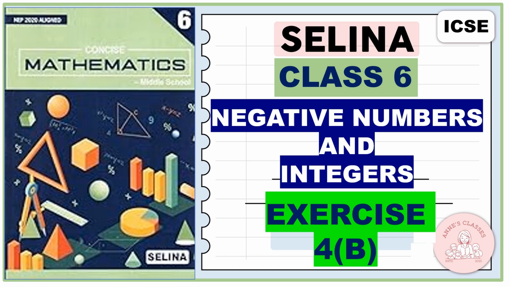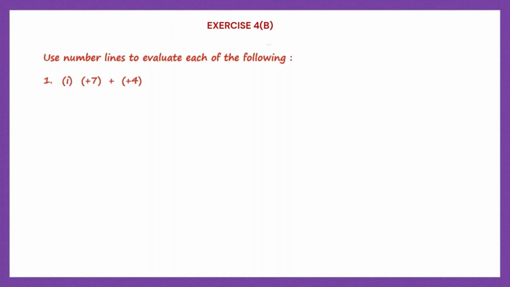Let's do negative numbers and integers exercise 4b. So in this exercise, we're going to do operations on integers. That is addition and subtraction of integers using number lines. So let's look at question 1.